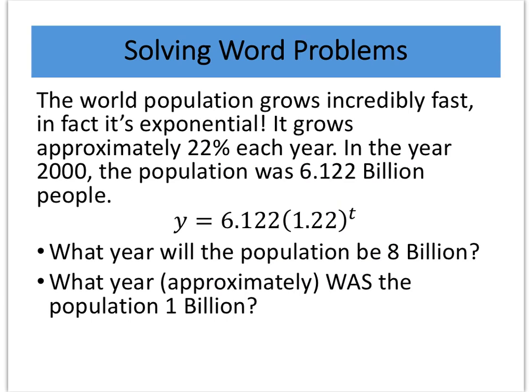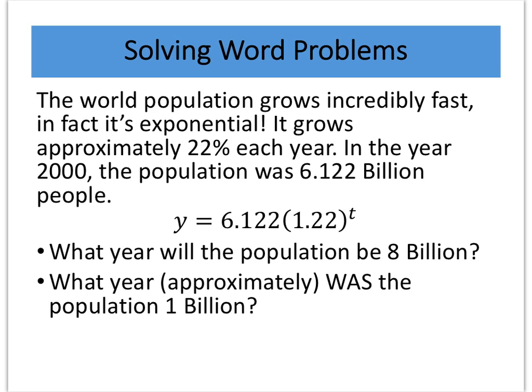All right, here's another example. In fact, this is a little bit false because the world doesn't grow exponentially anymore. At one point in time it did, but for example, let's assume that we were at that stage in our history. And this is actually a while ago because we're talking about the year 2000. So the world population grows incredibly fast. In fact, it's exponential, which it's not. It grows approximately 22% each year.